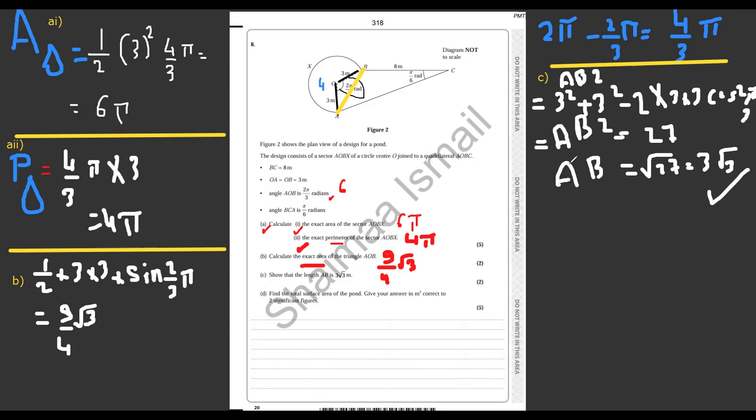Okay, number D here. So we have solved A, B, and C. The last part needs us to find the total surface area. So we need to get the area of the blue part, plus this black part, plus the area of the sector we already got. We're going to merge and add them all together.